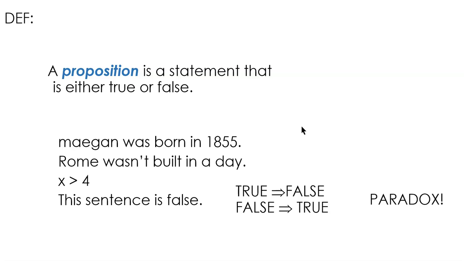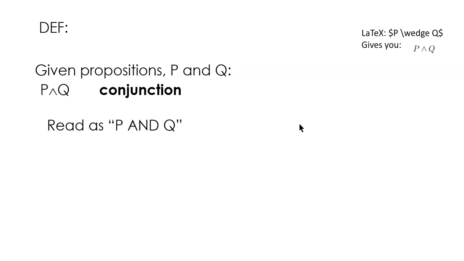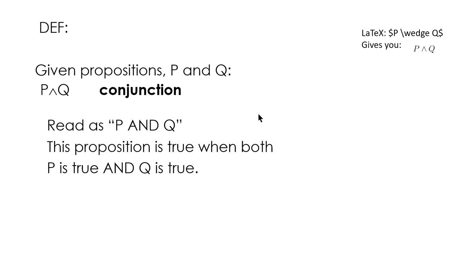So now let's look at connectives. The first connective we'll look at is a conjunction. Given two propositions, P and Q, a conjunction is read P and Q. It uses a little caret symbol. This is going to be true when they are both true, hence the and. The LaTeX for this, I stuck up here in the corner for you. P \wedge Q gives you this notation.